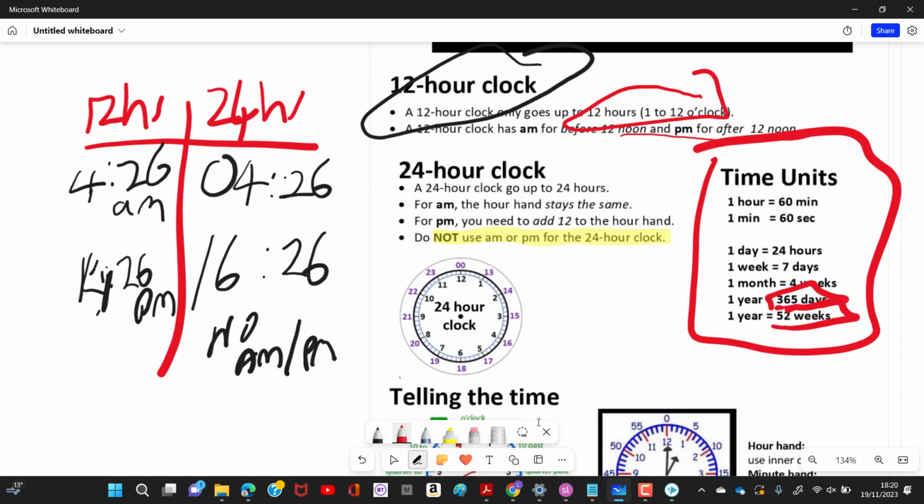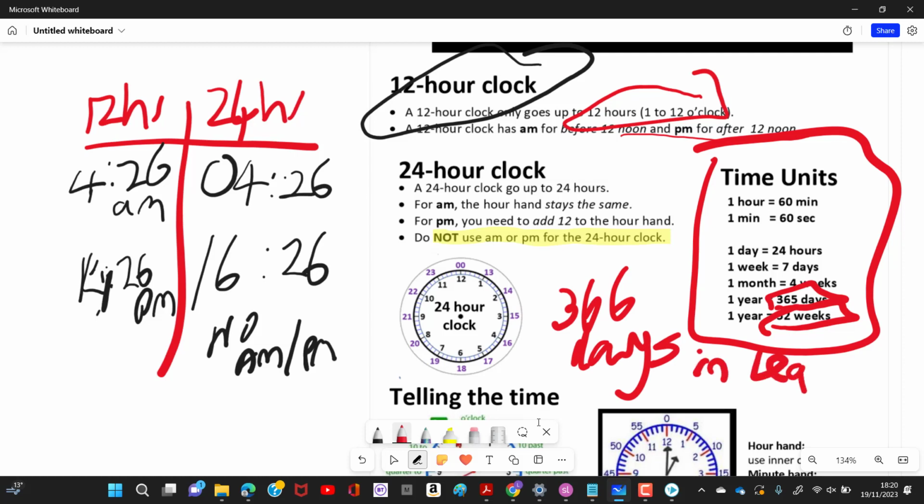52. Now, if you have a leap year, which means every 4 years you have a leap year, or if a year is in the 4 times table, we have a leap year. It will have 366 days in a leap year. They've not put this in the book, so make a note of that.